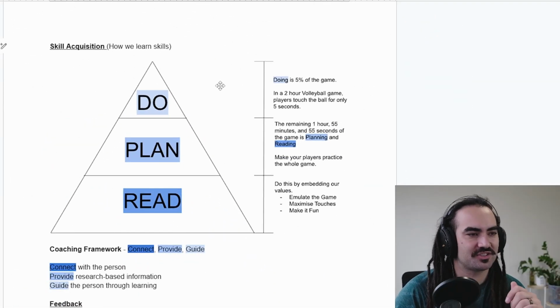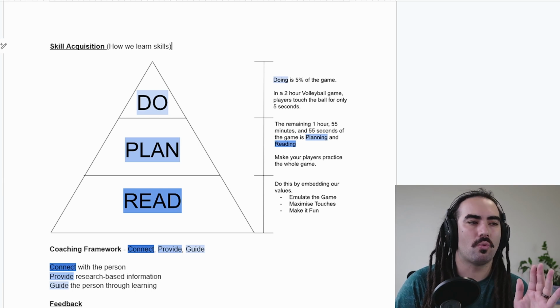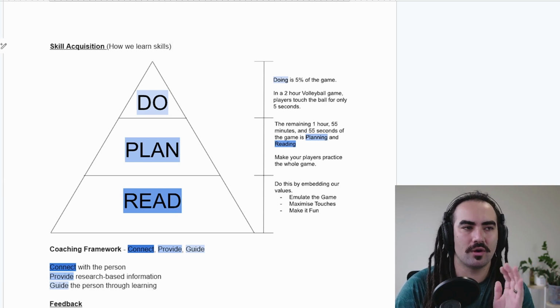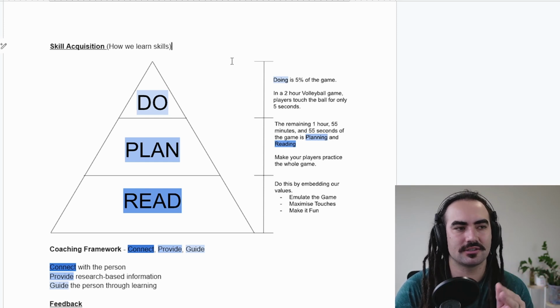Skill acquisition, I always add a little bit of research. I want my coaches to know why they're doing this. Not just what they're doing, but why they're doing this, because it's research-led. I love a research-based program.